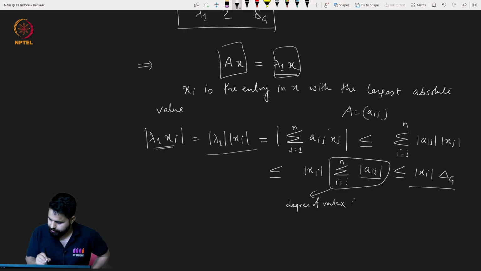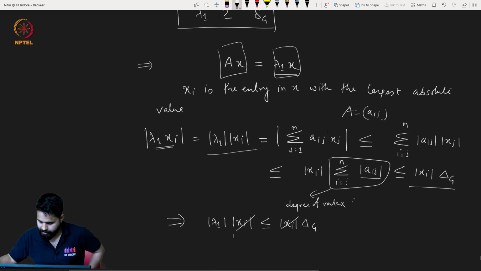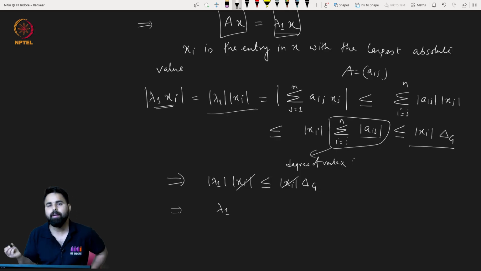So you can now derive that lambda 1 is always less or equal to the maximum degree, and you can cancel these, because this is a positive, non-zero number. This implies that lambda 1, because it is always positive, is always less or equal to the maximum degree.